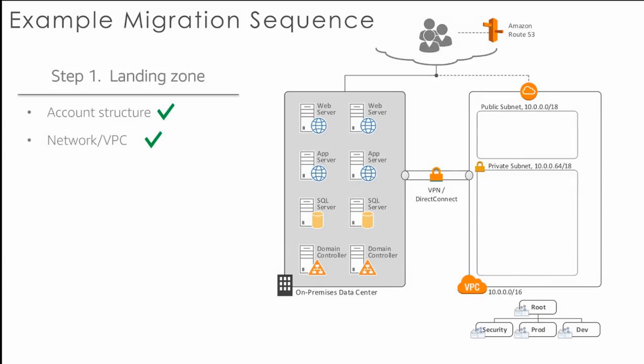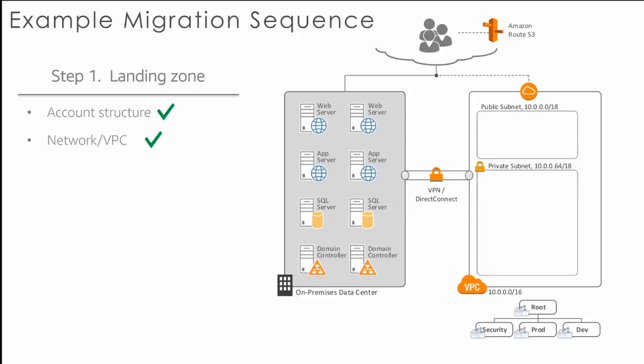How does the migration actually work, and how does it look? So you would have your on-premises data set. This could be a SharePoint that is running, or really any other application in there. You would actually set up an account structure. You would design your VPC.